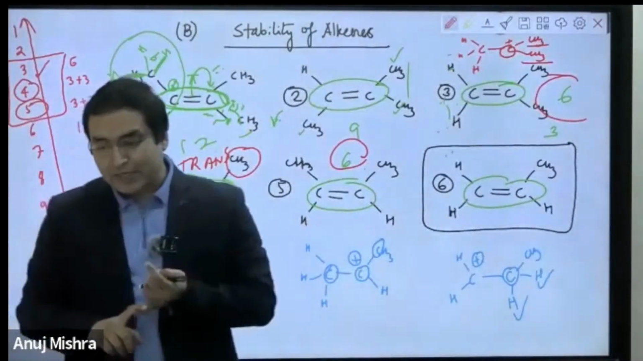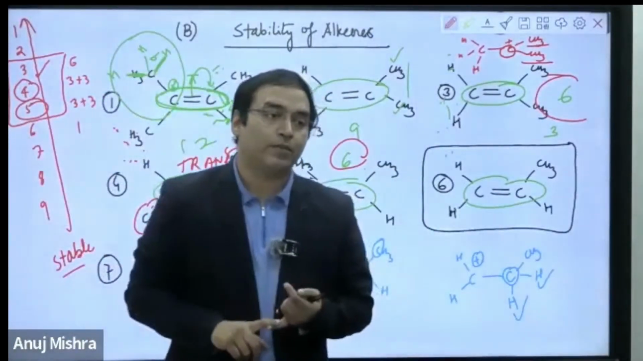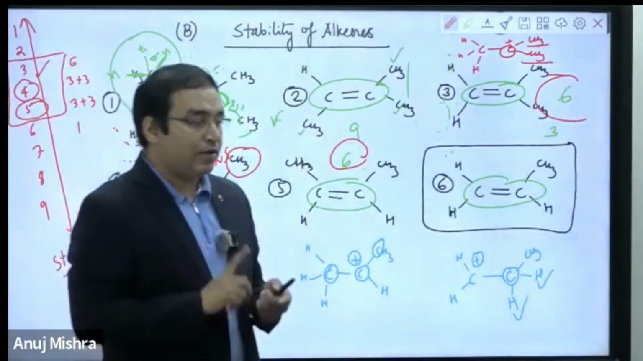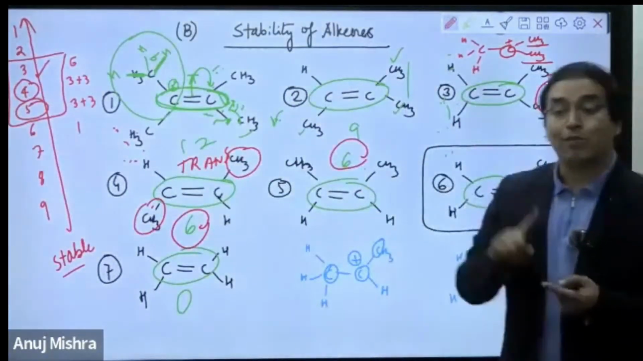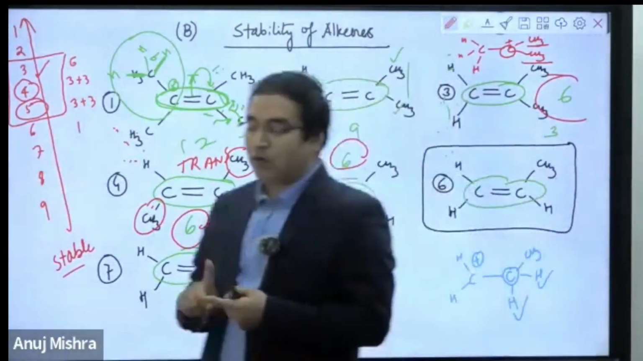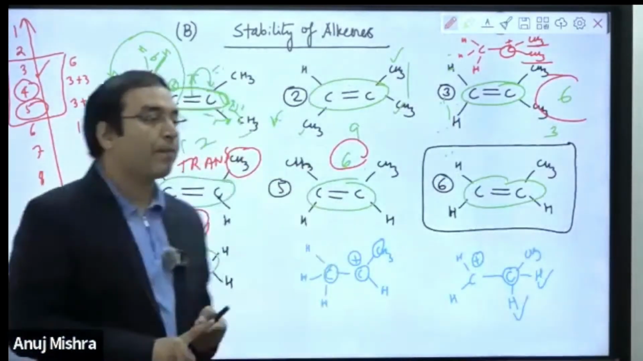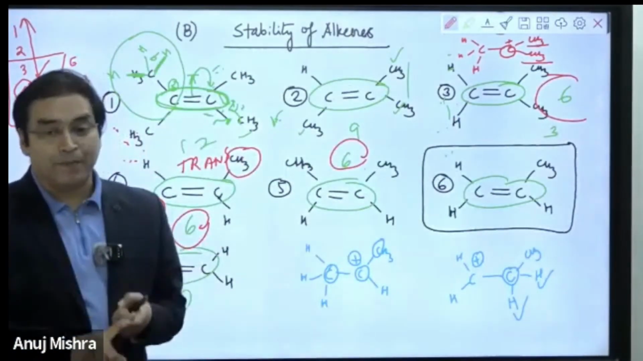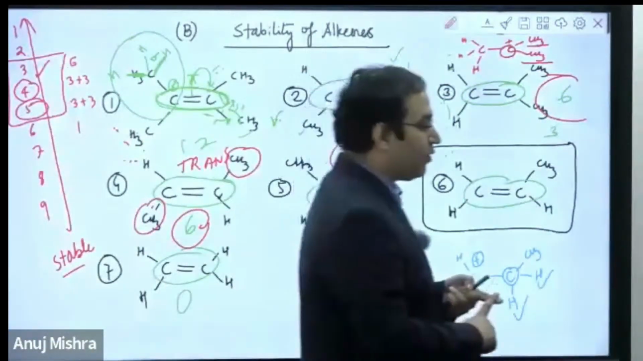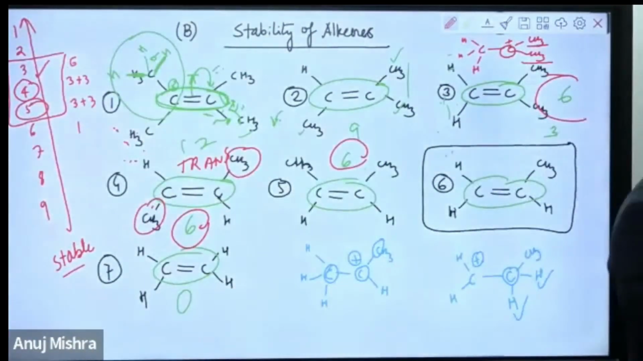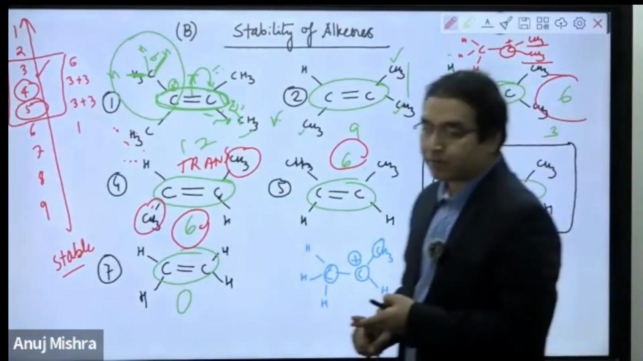Okay. So what are the things that are good for trans? Note it down quickly. Trans has better what? Tell me. Trans has more symmetry. Note down, trans has more symmetry. Trans has higher melting point. I repeat, trans has more symmetry. Trans has higher melting point. Trans will have lesser boiling point.